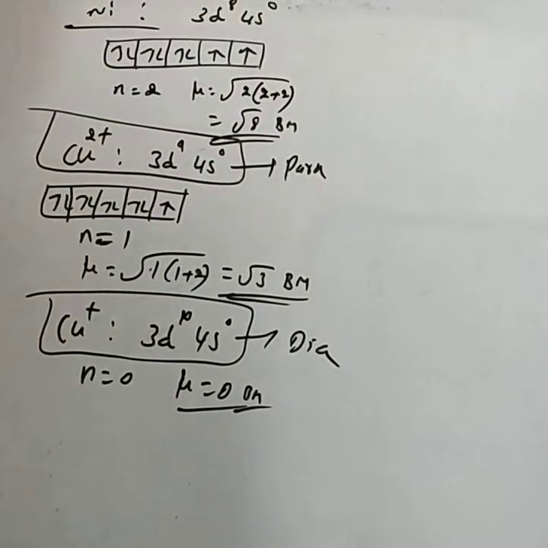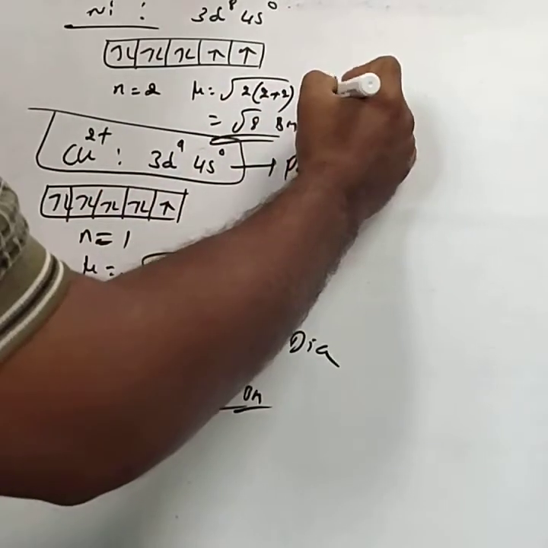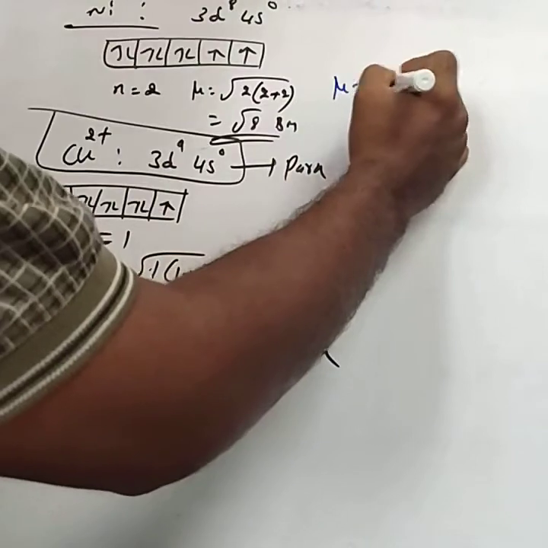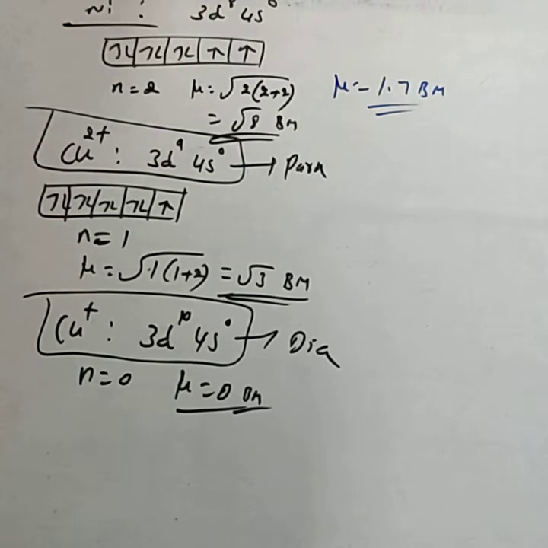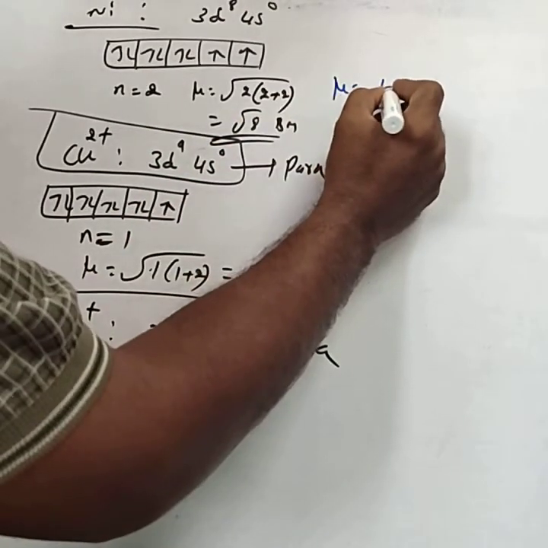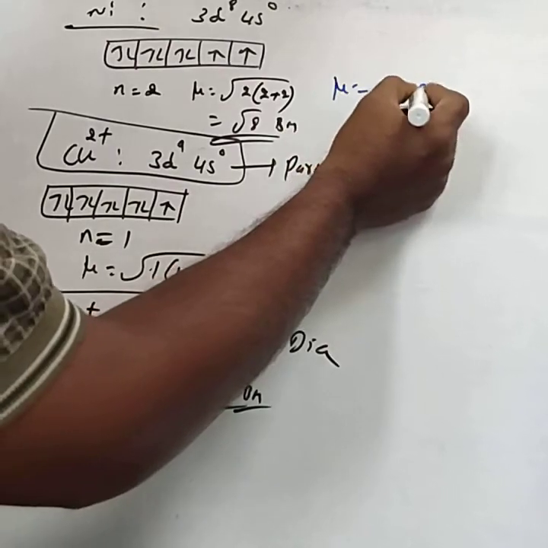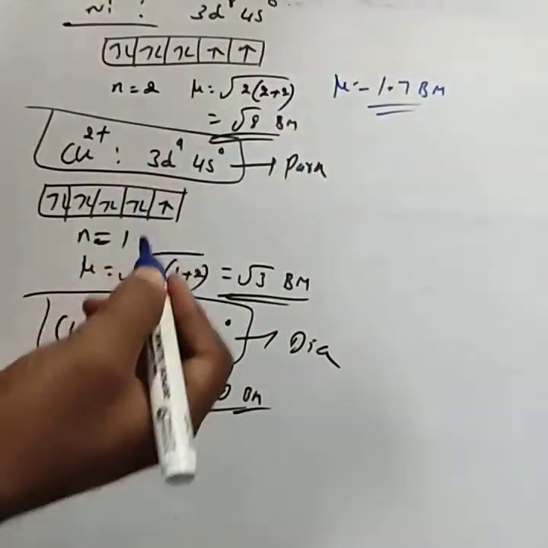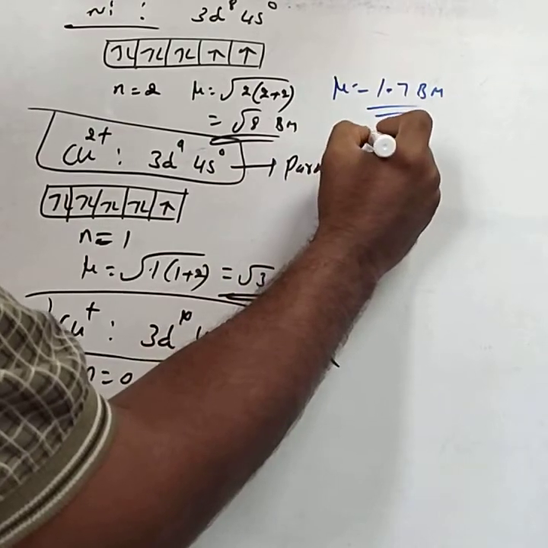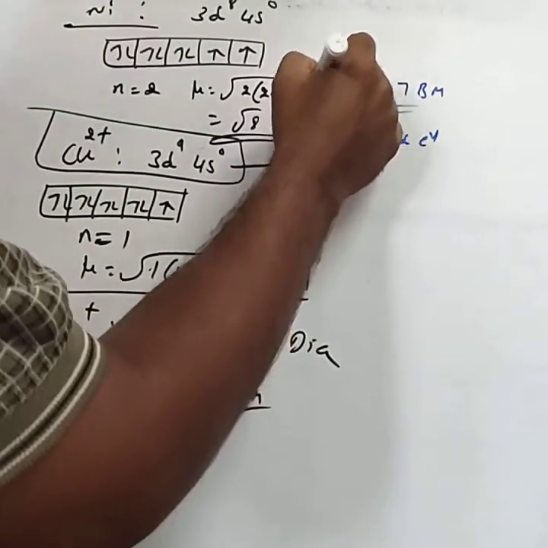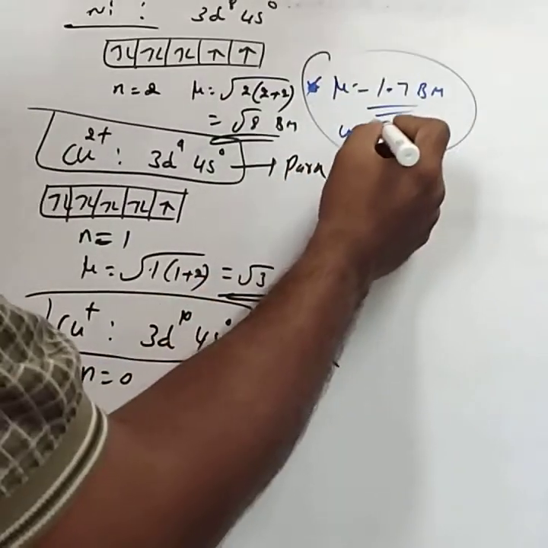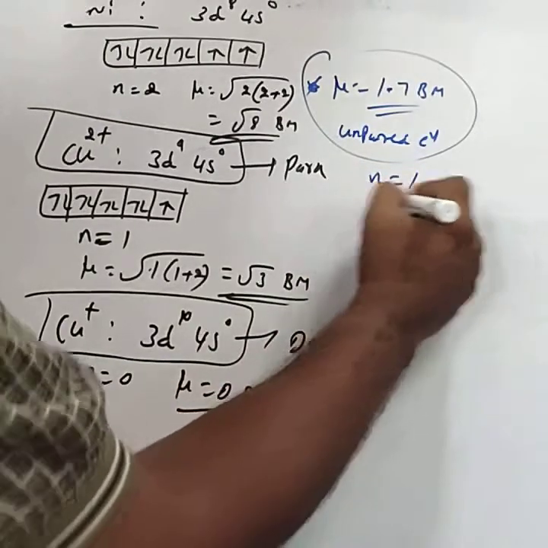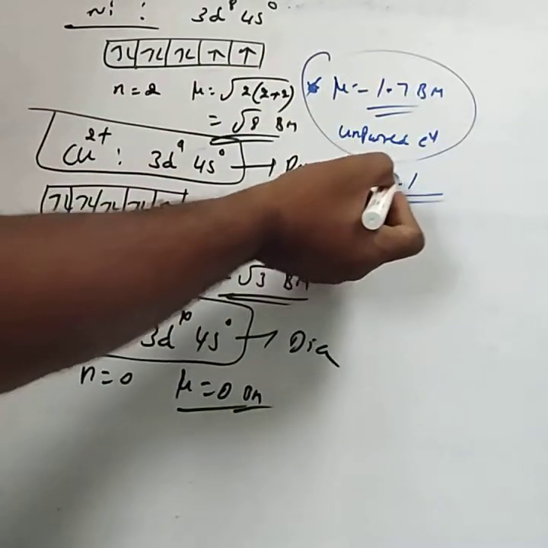Then in competitive exams, they can give the magnetic moment. For example, magnetic moment mu equals 1.7 Bohr magneton. How many unpaired electrons are present? If they give the magnetic moment, by using it you have to calculate the unpaired electrons. This is important for competitive exams. 1.7 Bohr magneton means the n value always equals 1.